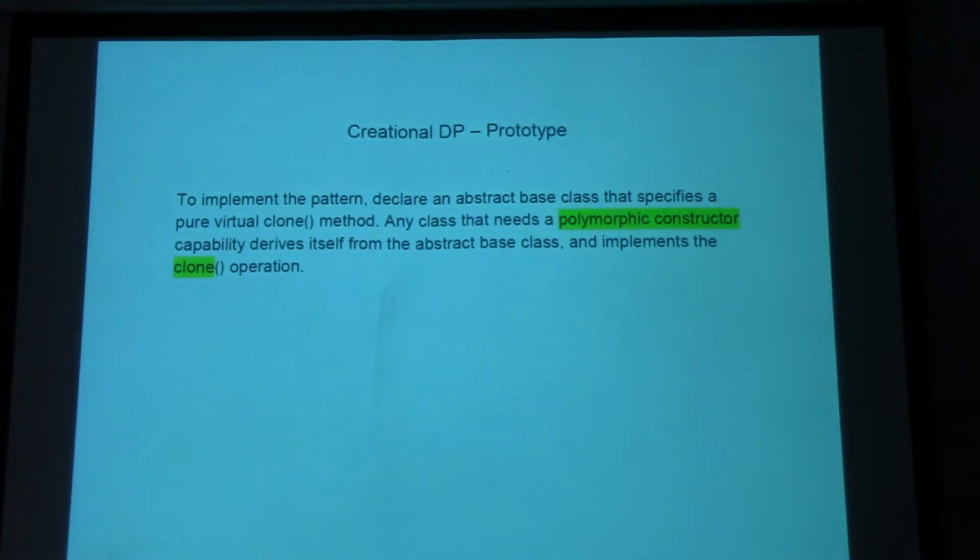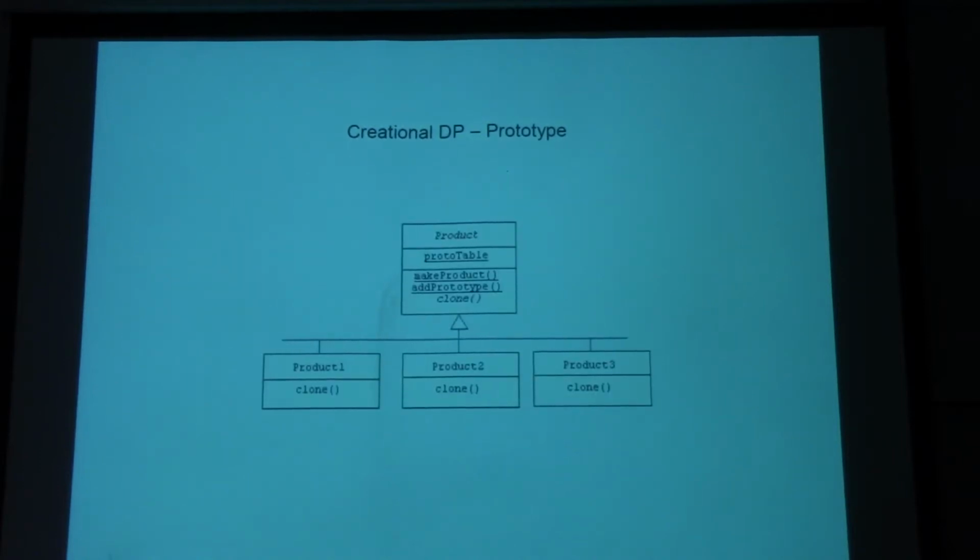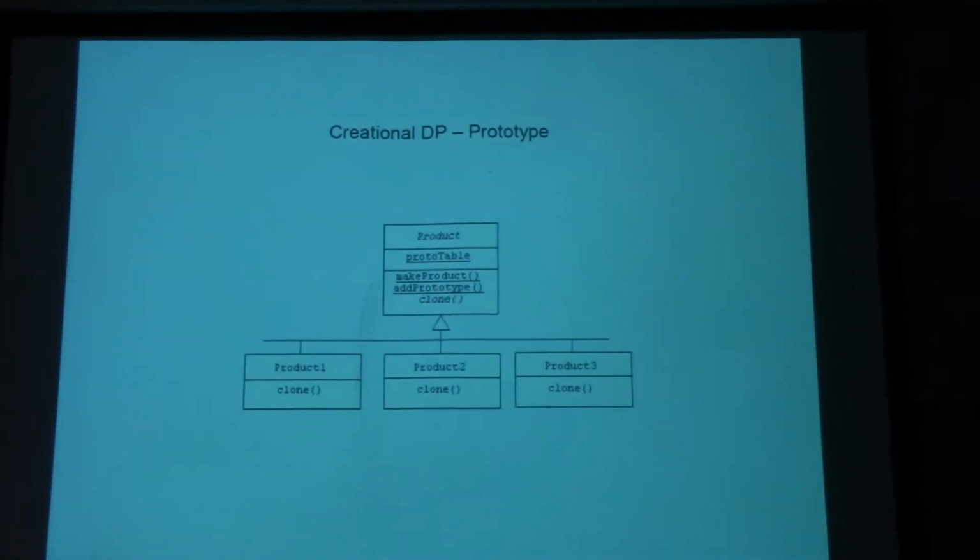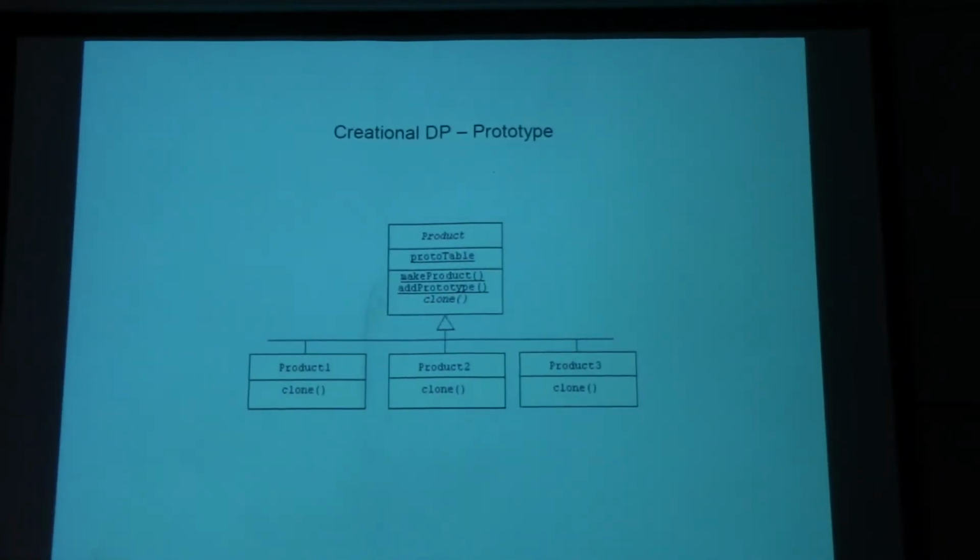Okay? Any class that needs a polymorphic constructor capability derives itself from the base class. So we will have subclasses of this abstract class, and they will implement the clone method. Very straightforward. So here's an example of a class called product. Now there's no such thing as a product. A product is an idea, something you're making, something you're selling, right? So you have a product. Okay, so now you want to make product, you want to add product, something like this, and then you're going to have this clone method. And the clone method will be pure virtual.